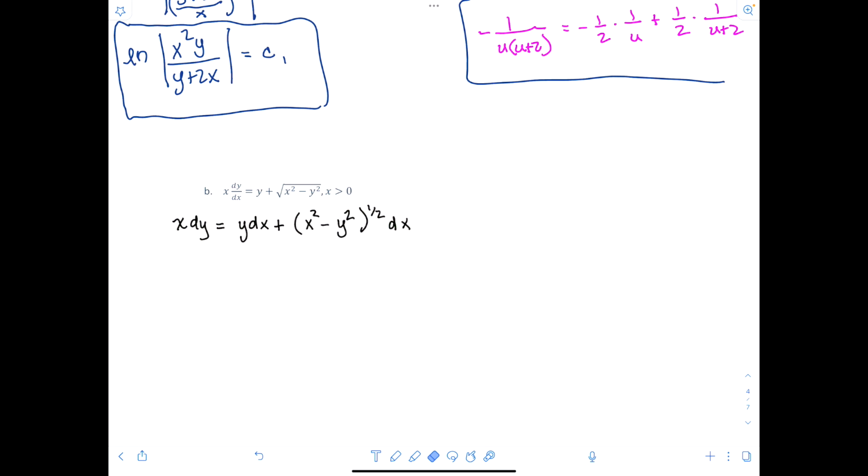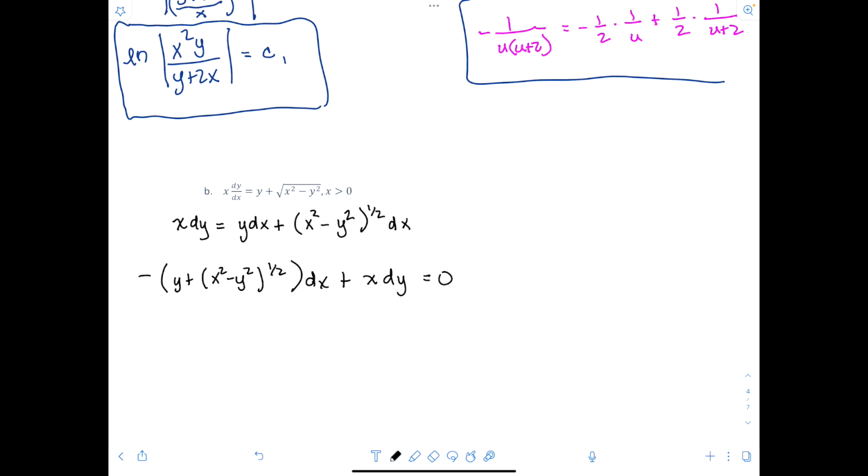So we will have y plus x squared minus y squared to the 1/2, all of that times dx, and that'll all be negative because we got it over to the other side, plus x times dy equals 0.